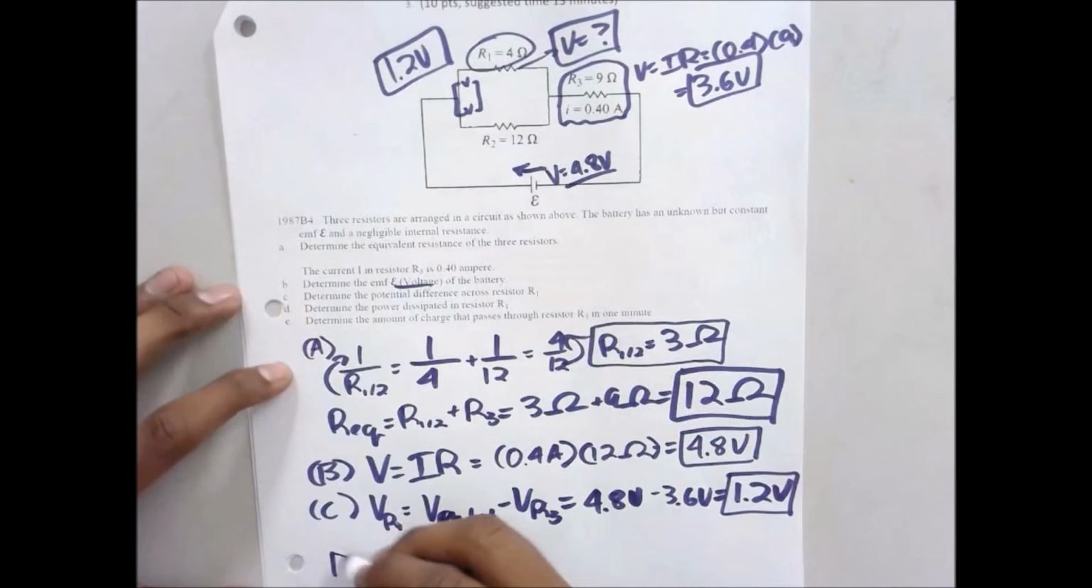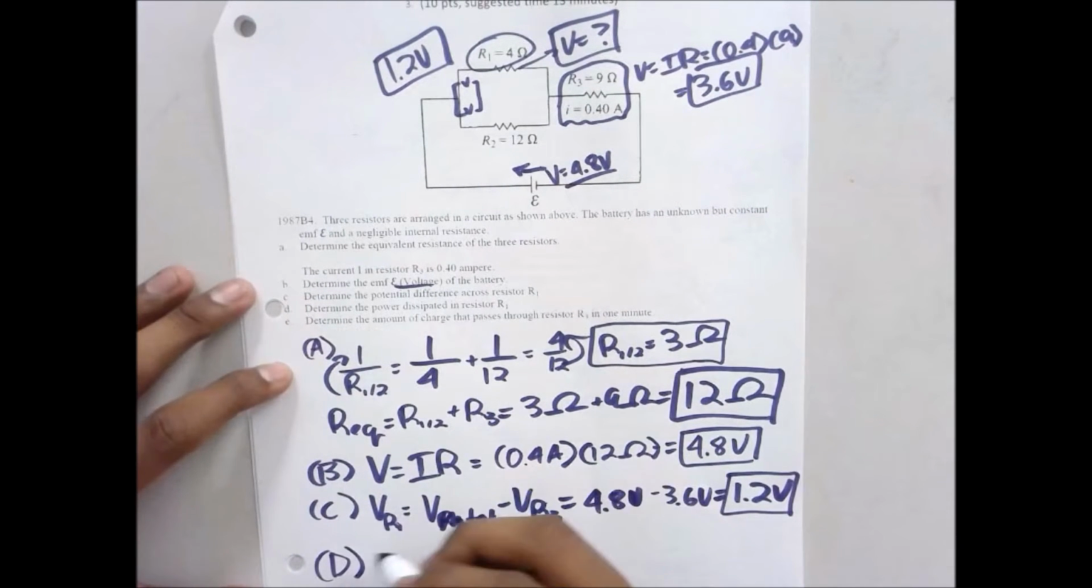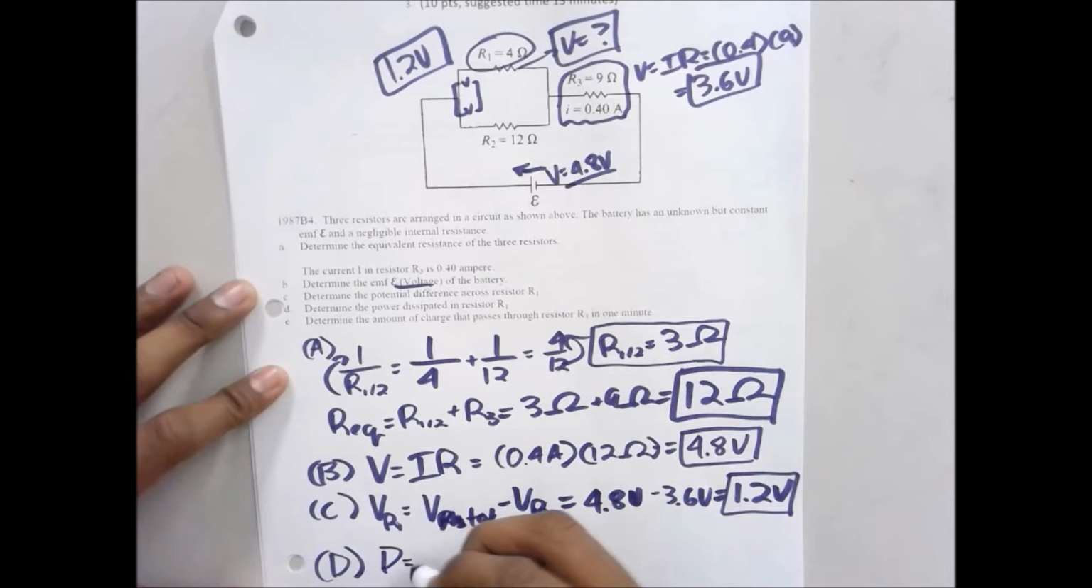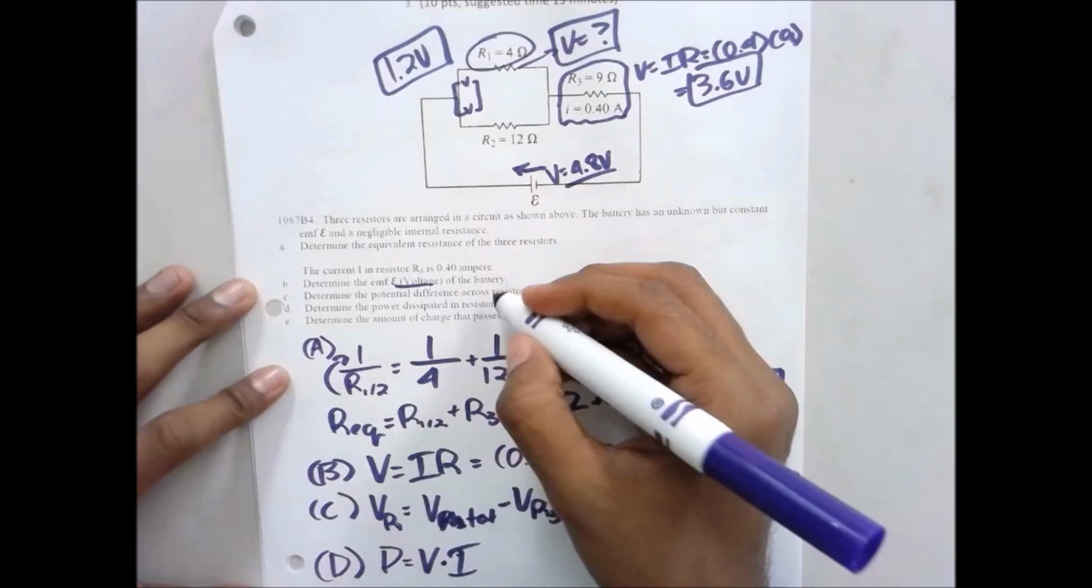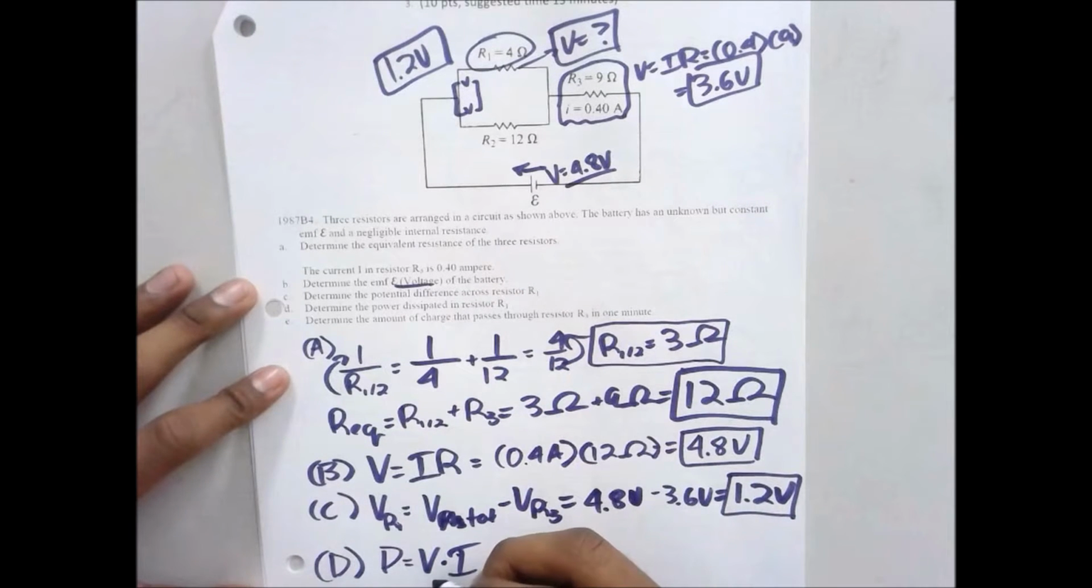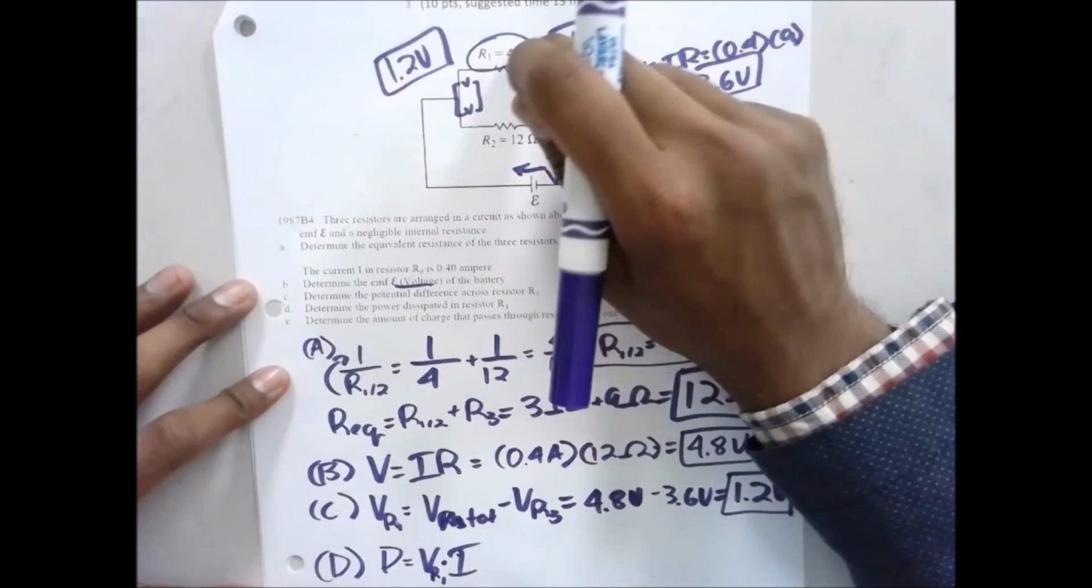Alright, D. Determine the power dissipated in resistor R1. So the power is going to be P is equal to V times I. Now in this case, because we want to determine the power dissipated in resistor 1, we need VR1. So we already have VR1 from this one. We also want to figure out what the current is here.